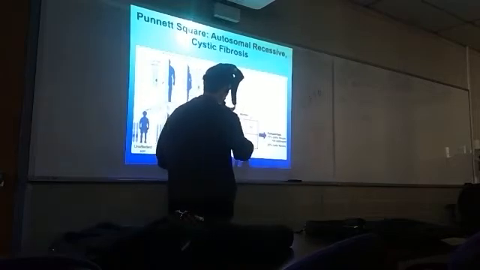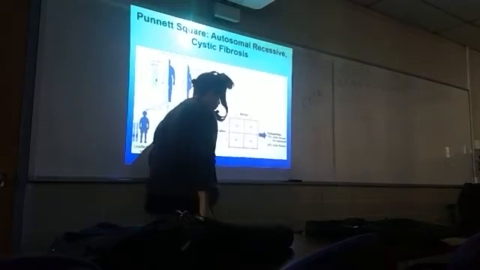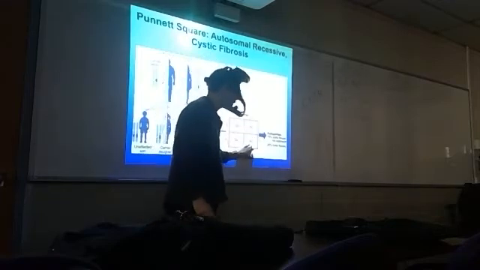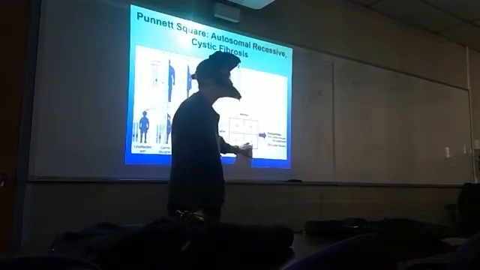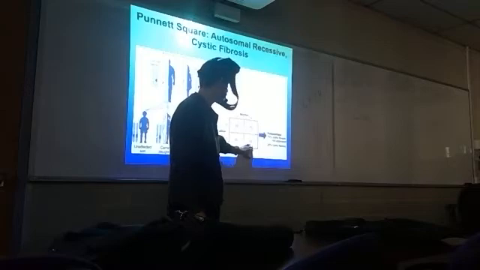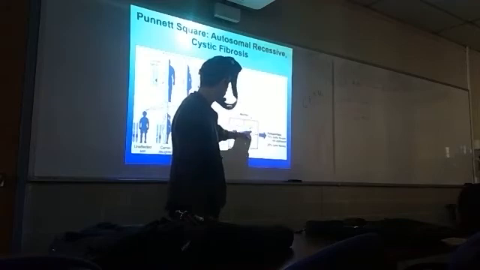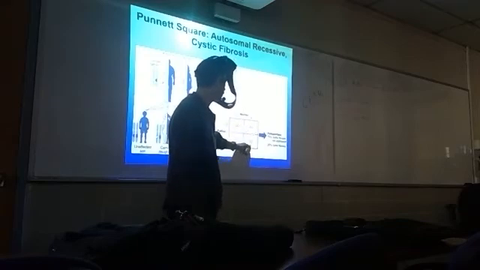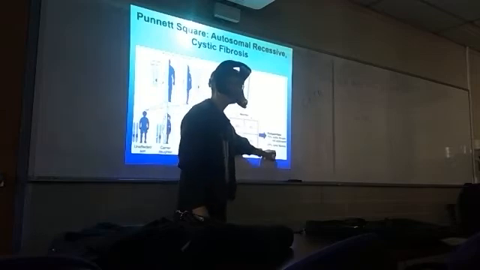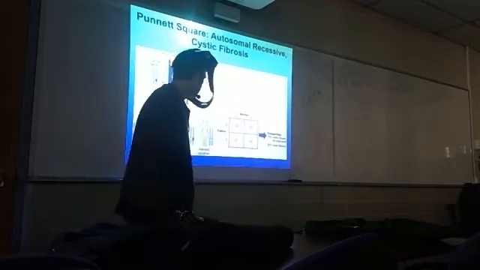There's only one possible combination left. Dad can donate a mutant gene and mom can donate a mutant gene, making this child receive two mutant genes. Receiving two mutant genes, this child is going to display the disease phenotype. Okay, 75% of the time, the child is going to be normal, but 25% of the time, the child will have cystic fibrosis and have the disease phenotype.